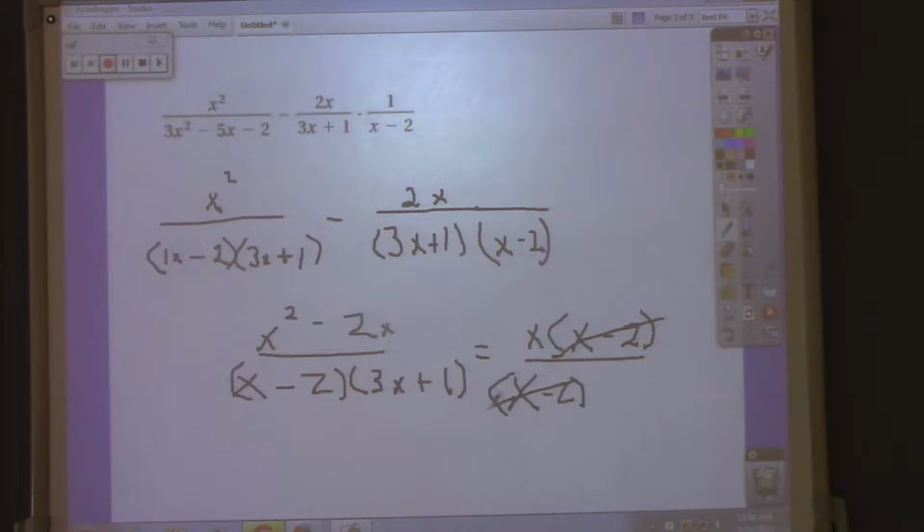I have a question. Why doesn't it already cancel out? I know they're both on the bottom. The x minus 2 and 3x plus 1, because you have them on both sides. That's a common denominator. You subtract it. You've got to have a common denominator. Oh, never mind, no question. So your final answer is x over 3x plus 1.